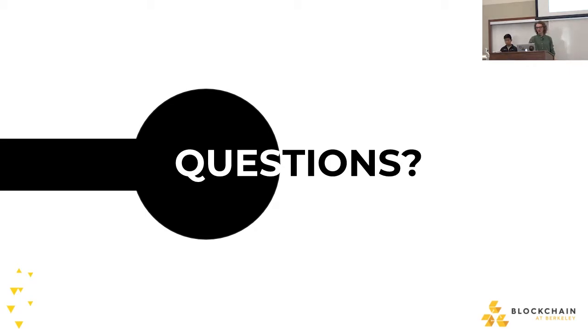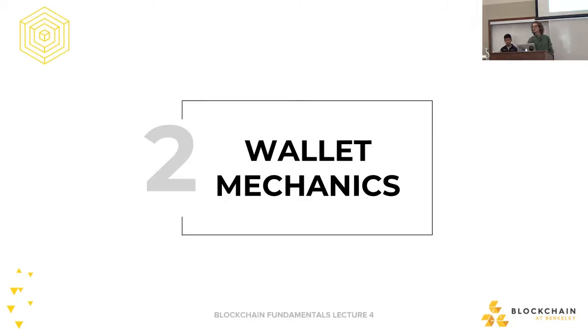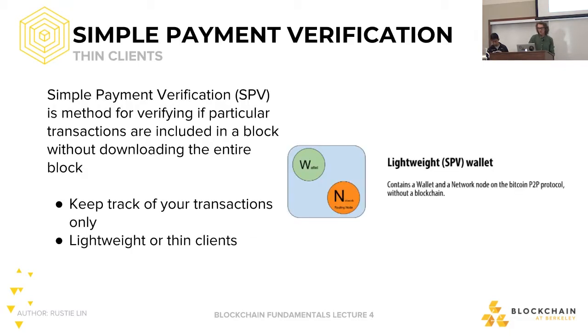All right, moving on. So next we're going to go into wallet mechanics. This is how different wallets work. In previous lectures, we learned that Bitcoin miners have to download the entire blockchain so that they can validate transactions. Normal users don't have to do this. It would be an undue burden. It would make it really difficult for the average user to interact with the system.